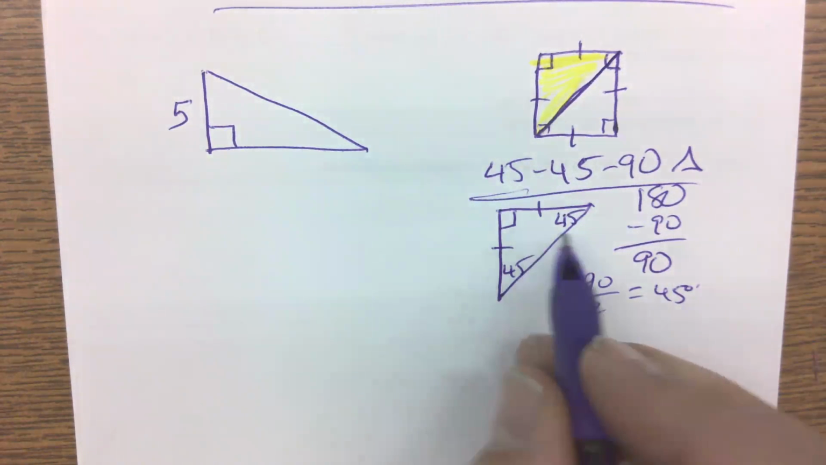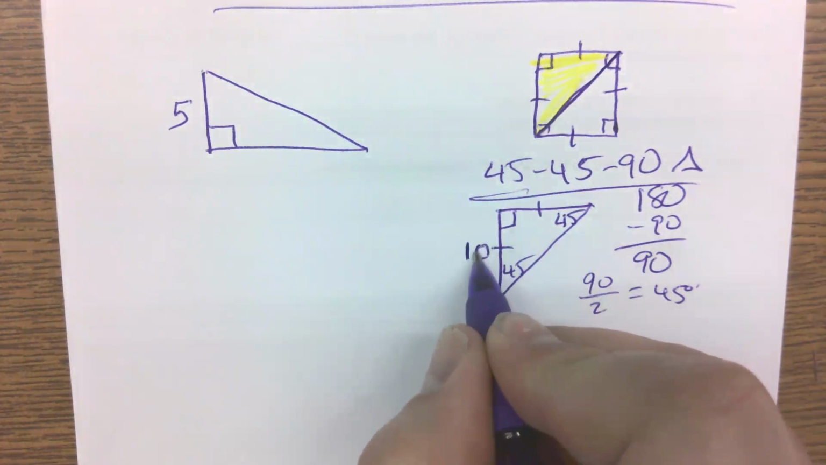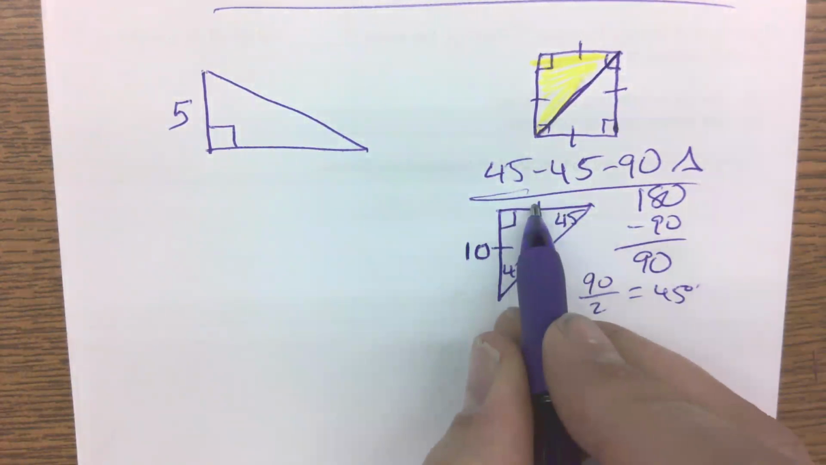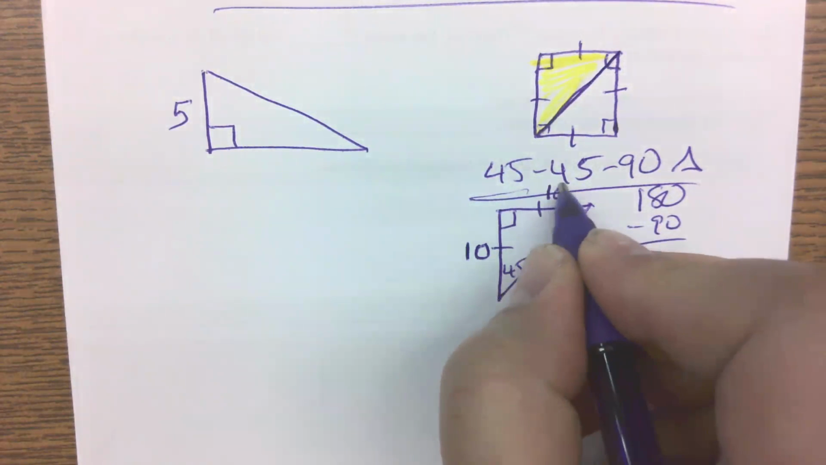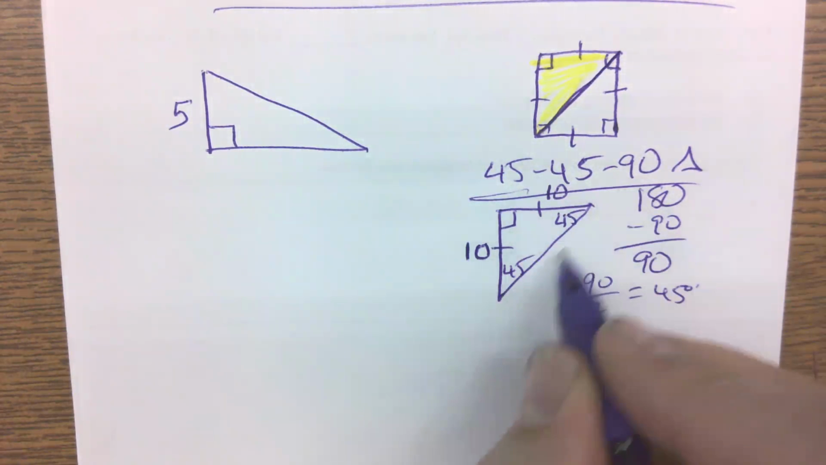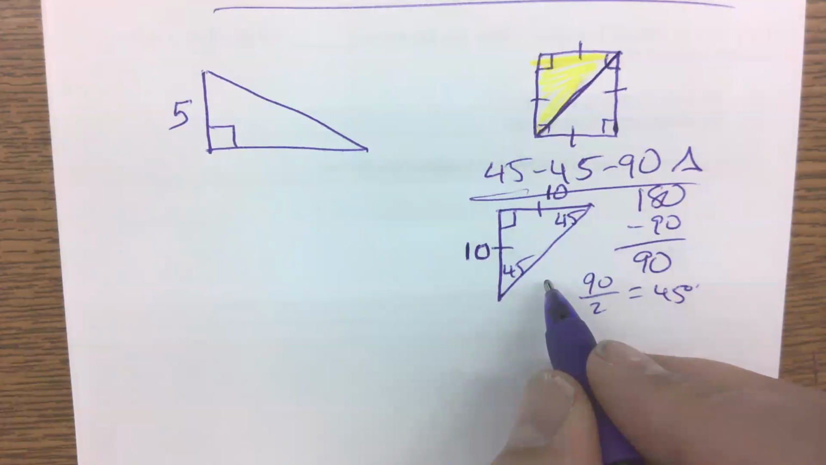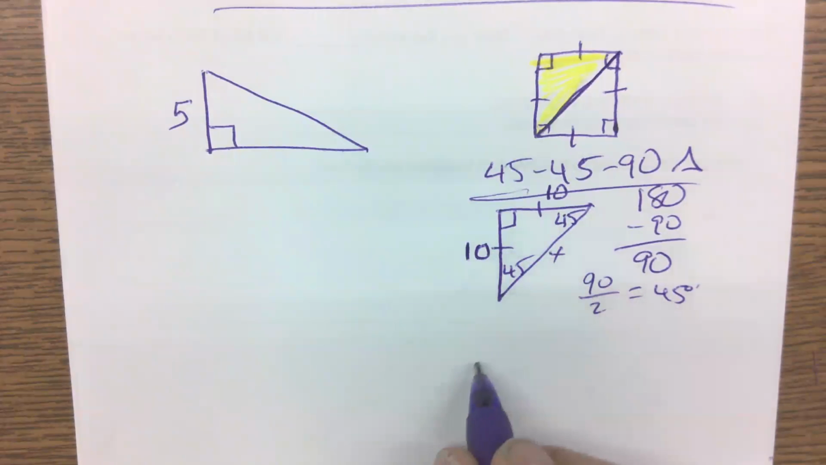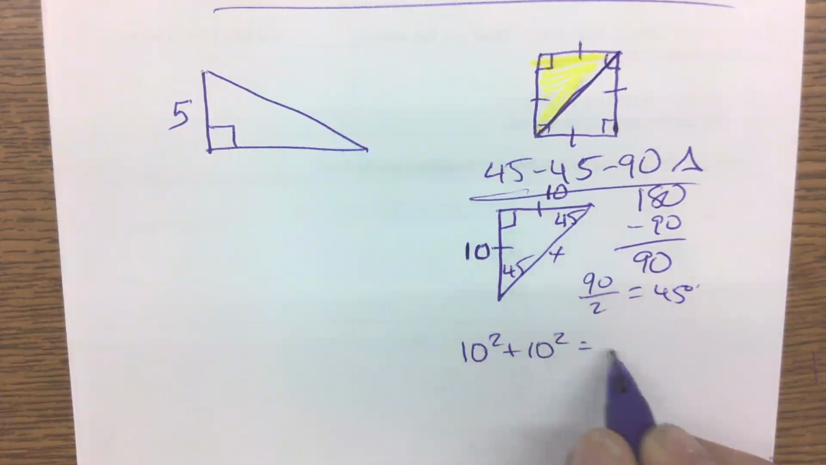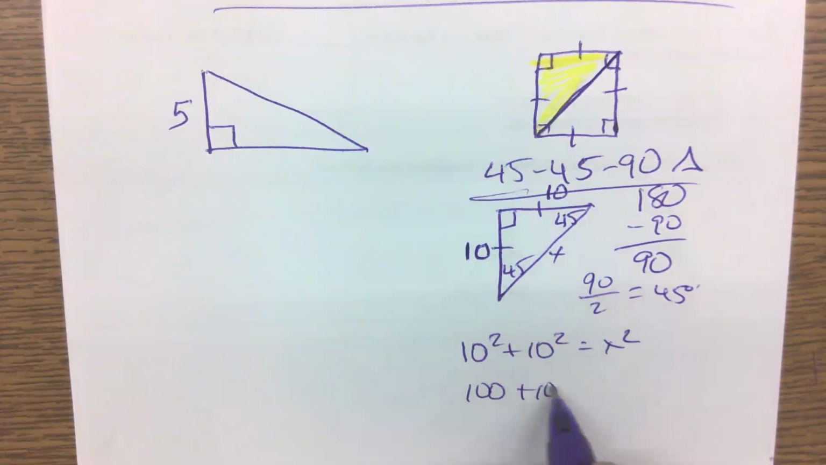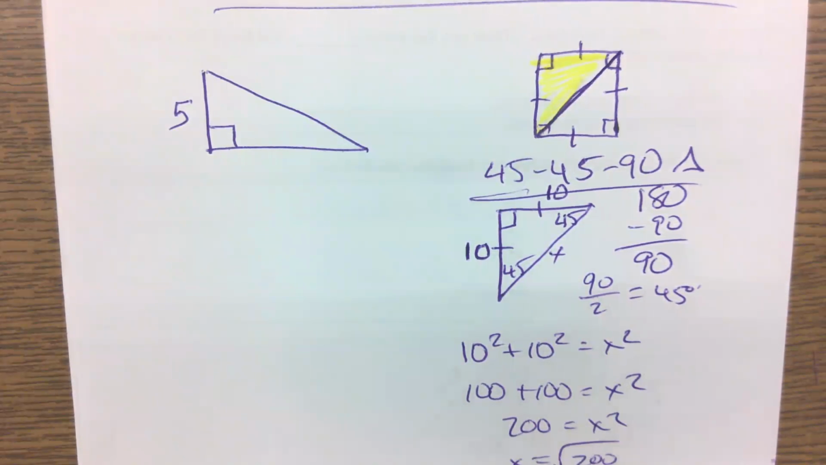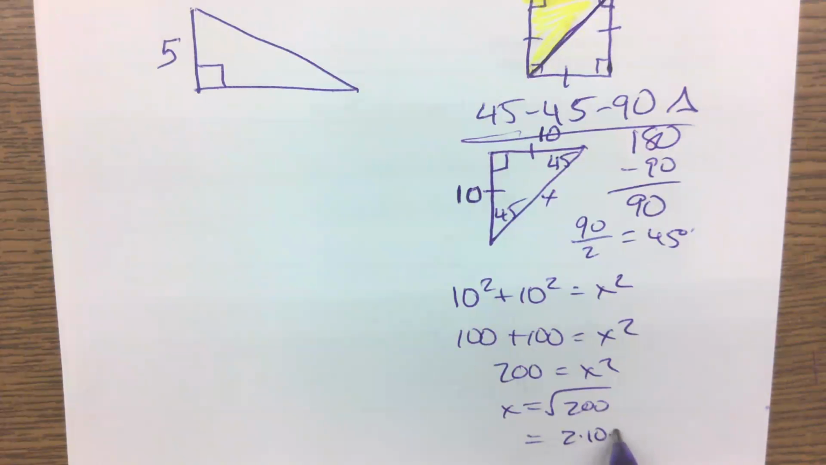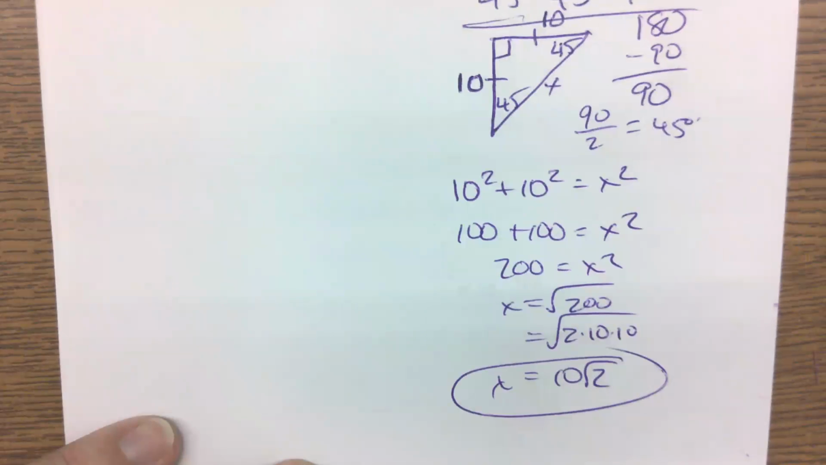Now, what about the side lengths here? Let's say that this side length is 10. How long is this side length? Also 10, right? How long is the hypotenuse? We have to find it. Can we use Pythagorean theorem now? Sure, we got 2 sides. We can find this. So let's call it x. 10 squared plus 10 squared equals x squared. 100 plus 100 equals x squared. 200 equals x squared. X equals root 200, which is 2 times 10 times 10. So it's 10 root 2. We agree?